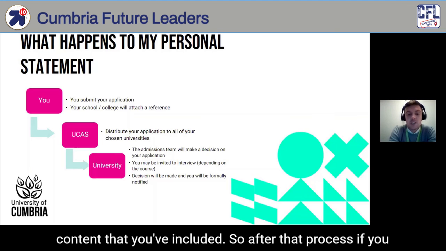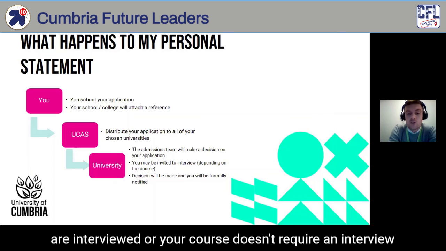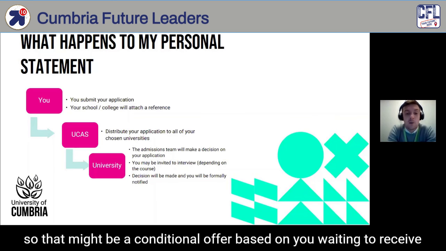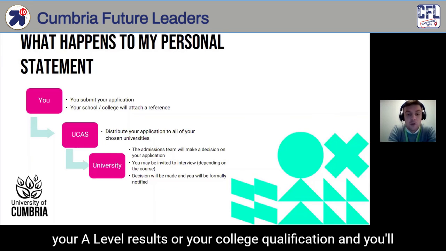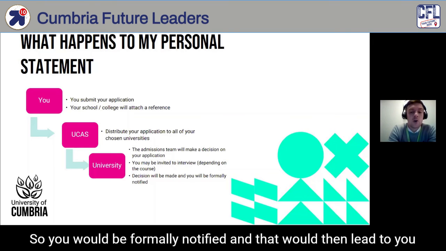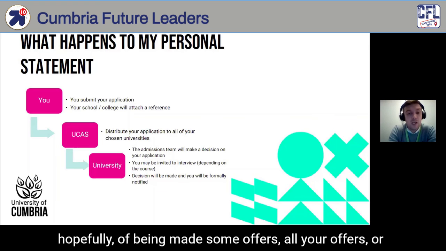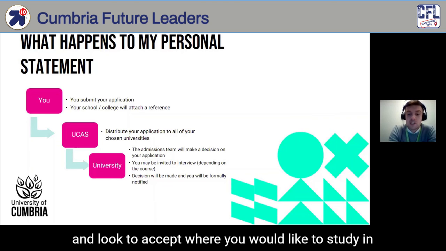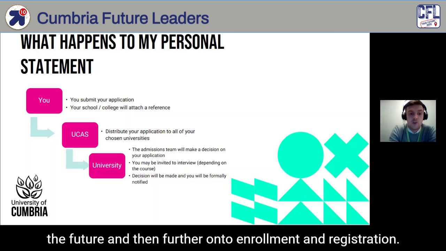So after that process, if you are interviewed, or if your course doesn't require an interview, then a decision will be made and you'll be formally notified. That might be a conditional offer based on you waiting to receive your A-level results or your college qualification, and you'll be notified in what's called UCAS Track. That would hopefully leave you in a position of being made some offers, all your offers, or a variety of offers for you to make decisions on and accept where you would like to study in the future, and then further on to enrolment and registration.